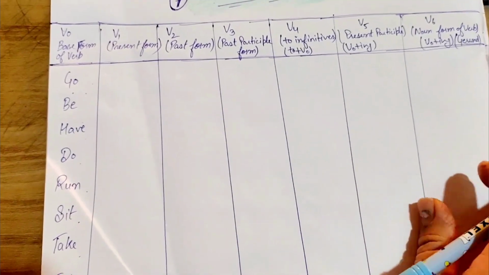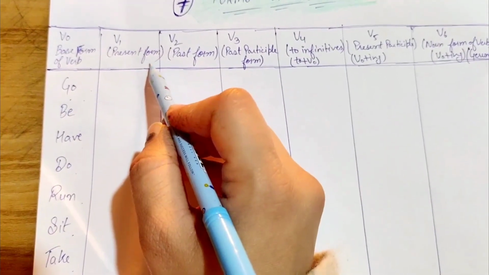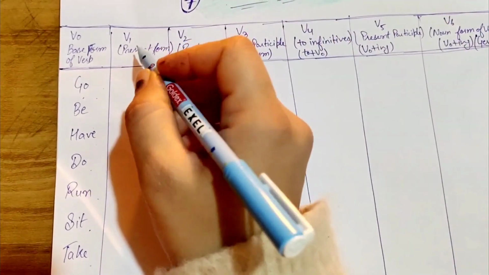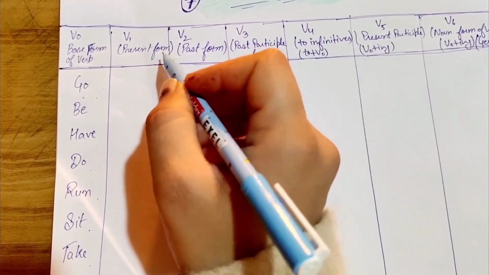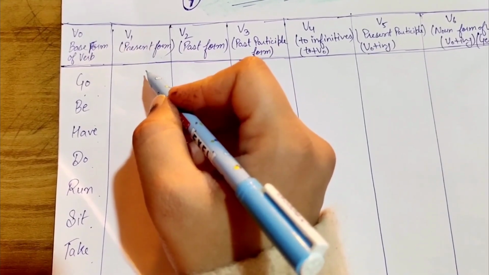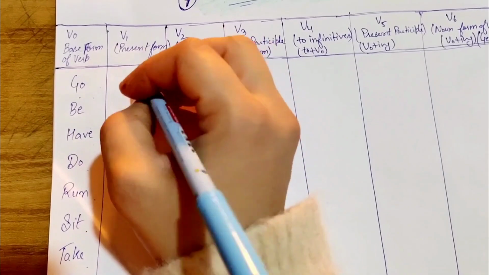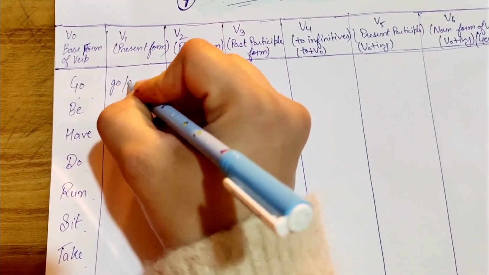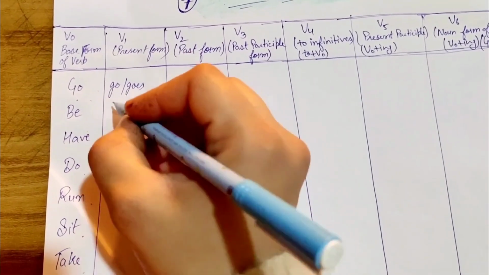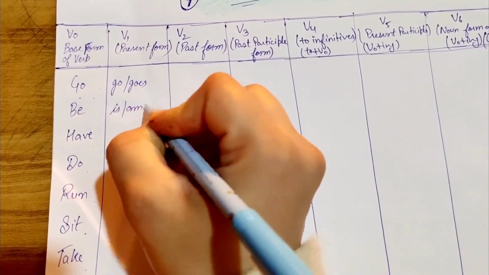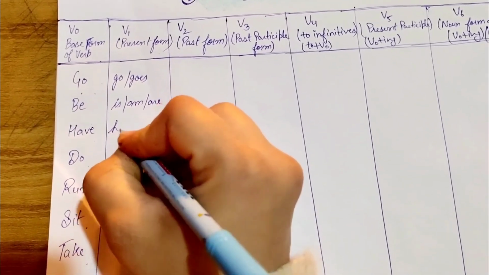Then we will talk about present form of verb, which is also called verb first form. These are of two types, singular and plural. One has S or ES, the other one is not with S and ES. For example, from go, we will make go or goes. From be, we will make is, am, are. From have, we will make has or have.